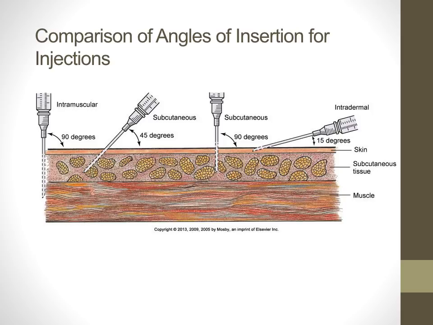Let's look at the last one. The last one is a 15 degree, anywhere between 5 and 15 degrees, and that's going to be used for your intradermal injections. Your intradermal injections are often used for your PPDs, like you guys had to have before coming into the program. It's also used for allergy testing as well. Very, very shallow is going just underneath that first layer of skin.